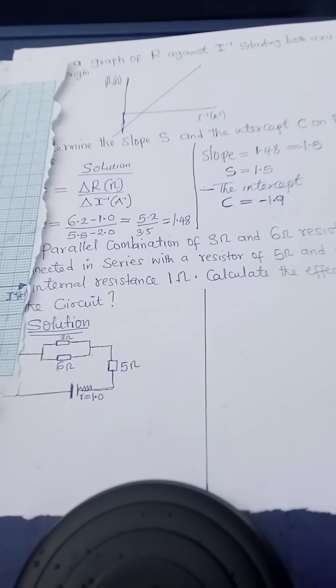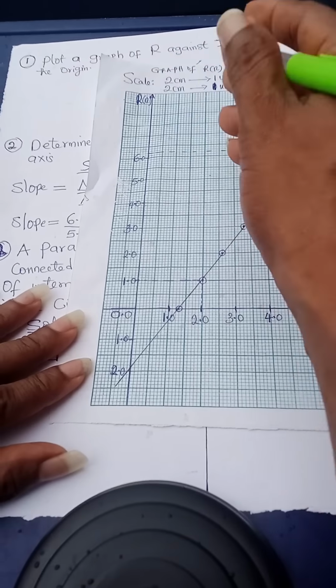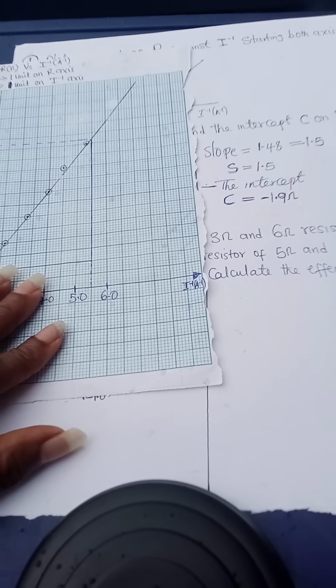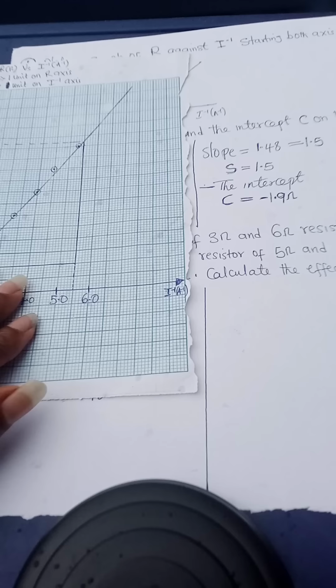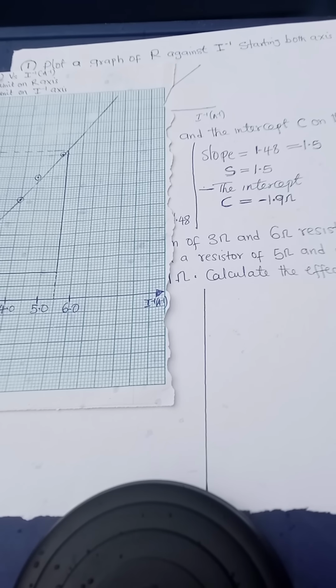And the units, if you look at this, you can see that the unit here is ohm. Okay? So you put the ohms here. That is the intercept of the graph.